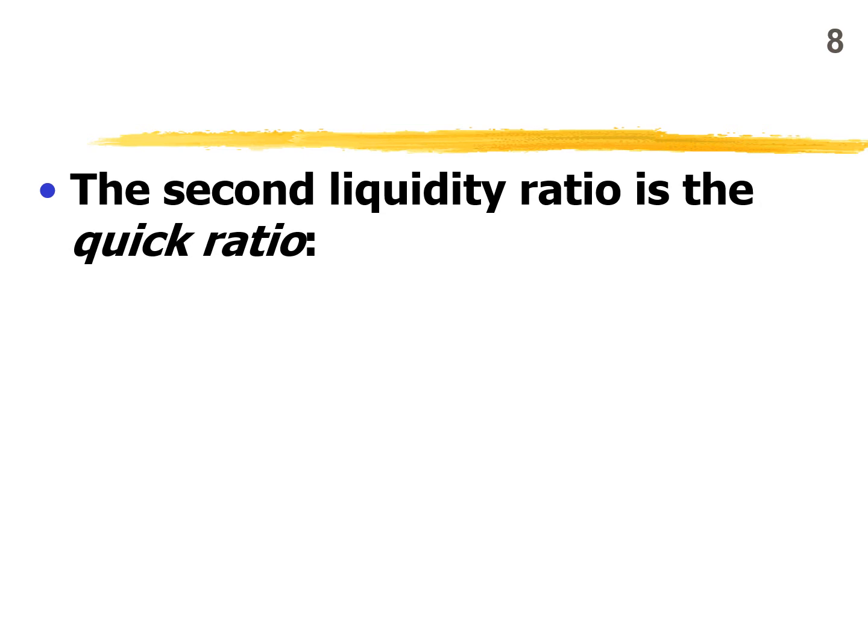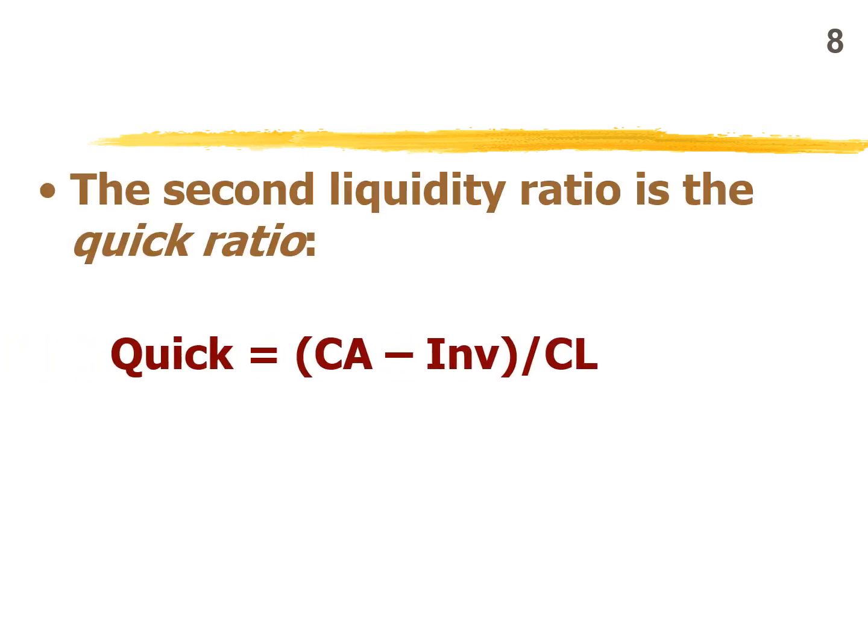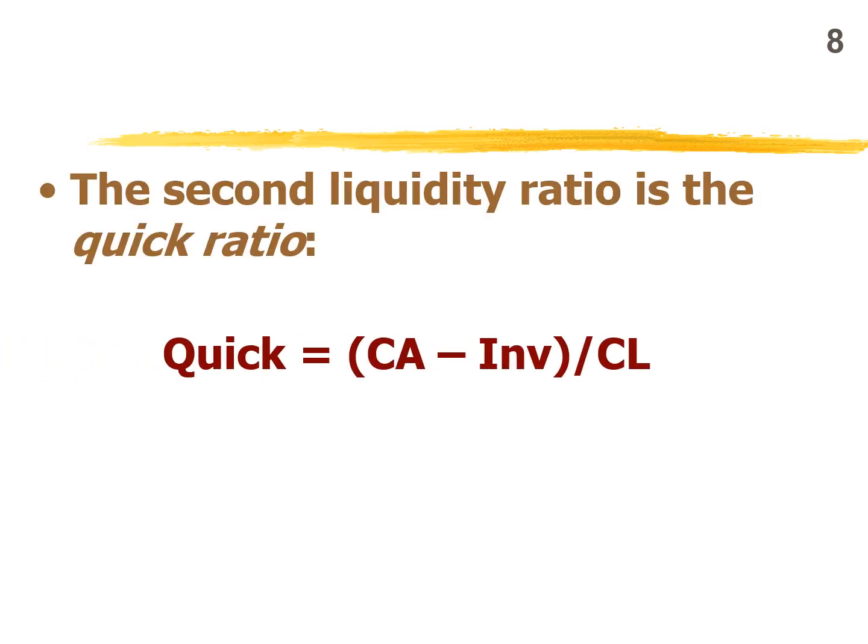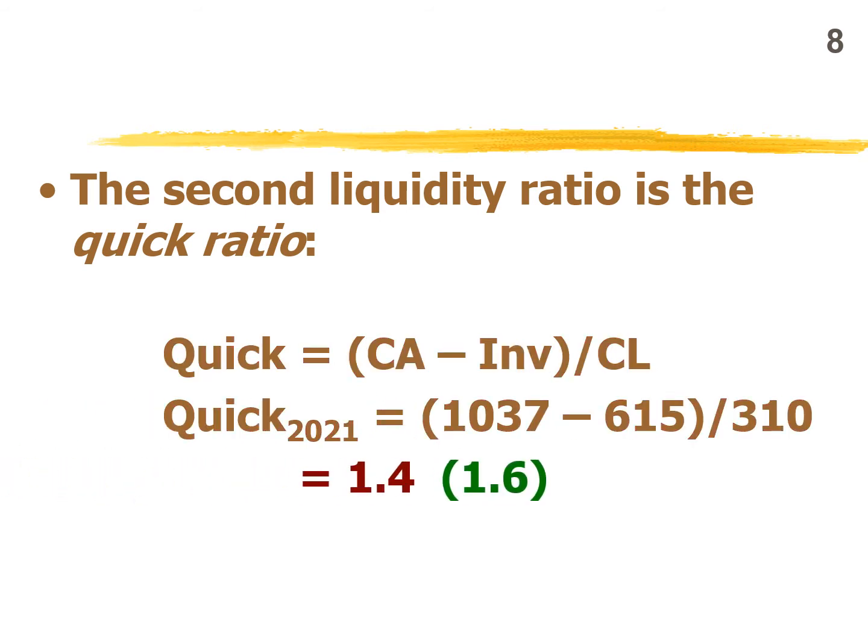A second liquidity ratio is the quick ratio. It's found by taking current assets minus inventories over current liabilities. For our company, our quick ratio is 1.4. The industry average is 1.6. Again, a higher value indicates greater liquidity, so we look a little weak compared to the industry average.